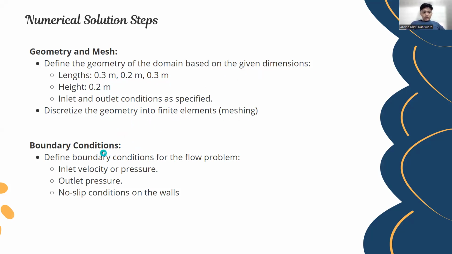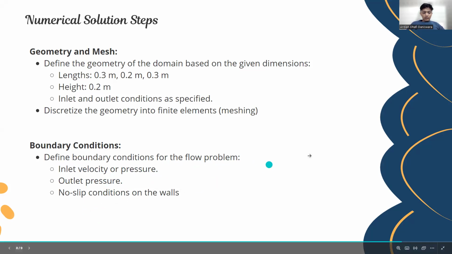And about the boundary conditions, define boundary conditions for the flow problem. These are the inlet velocity or pressure, outlet pressure, and no-slip conditions on the walls.